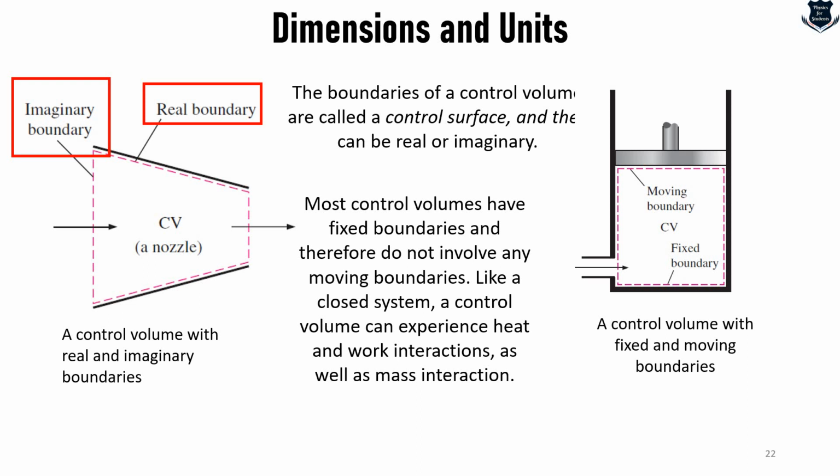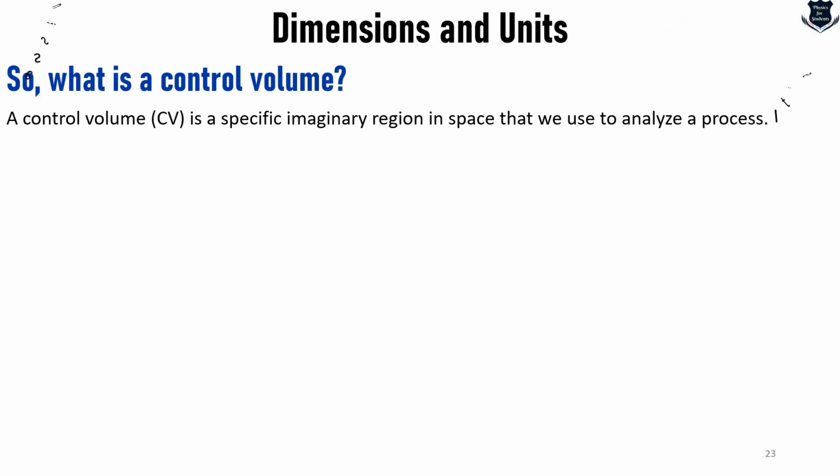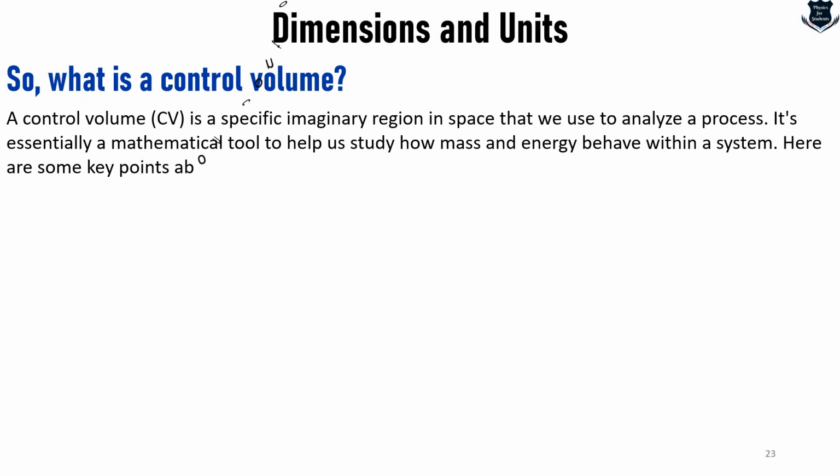In all, most control volumes have fixed boundaries and therefore do not involve any moving boundaries. And like a closed system, a control volume can experience heat and work interactions. From here we come to a final summation of what a control volume is. A control volume is a specific imaginary region in space that we use for analysis. It is hypothetical or theoretical, an essential mathematical tool to help us study how mass and energy behave within a system. Here are some of the important aspects of control volumes.